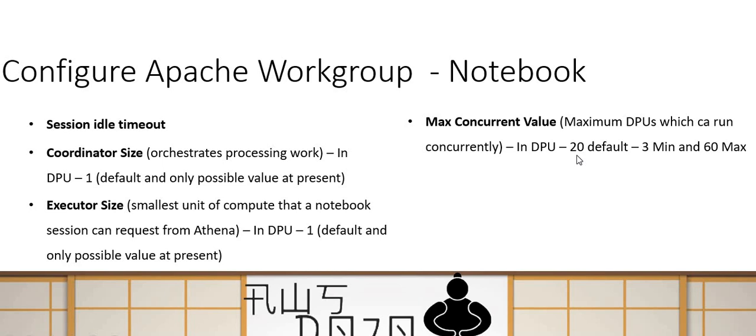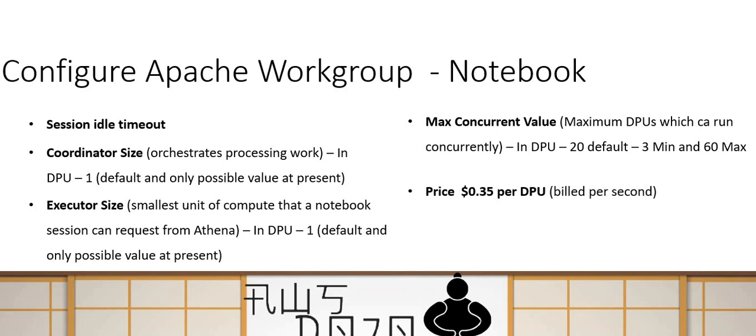When you select 20, it doesn't mean that it will always use 20 executors in parallel. It means that it can go up to 20 executors in parallel, but how many executors it selects to run in parallel depends on what kind of data you are querying and what kind of compute you need for such data. As I mentioned earlier, right now your coordinator and executor are fixed to 1 DPU. You can't do much about it, but concurrency is something you can change to any value between 3 and 60 DPUs.